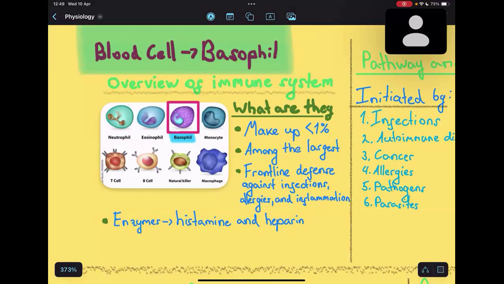a role in helping your body respond to allergic reactions by releasing an allergy-causing chemical called histamine into the bloodstream, and they also fight pathogens and parasites like ticks and worms. They also release enzymes, as mentioned before, histamine, but also heparin to improve blood flow and prevent blood clots.